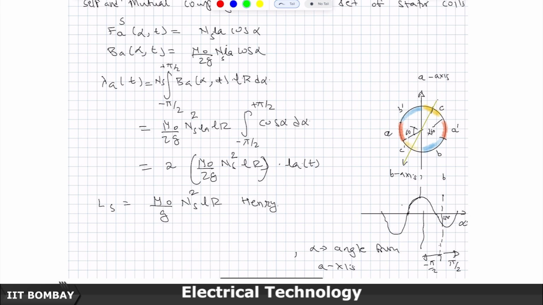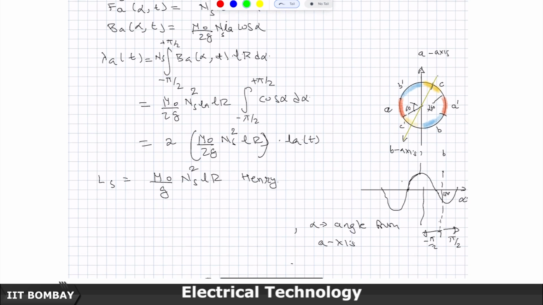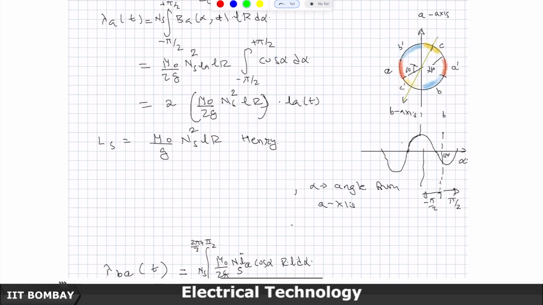Therefore lambda A of t will turn out to be 2 times mu 0 by 2g Ns square Lr Ia of t. And for the ratio of lambda A of t by Ia of t, the B phase and the C phase are unexcited when we are calculating the self inductance. So this Ls, which is the ratio of lambda A by Ia, will turn out to be mu 0 Ns square Lr by g Henry. This becomes the self inductance of the machine in Henry.